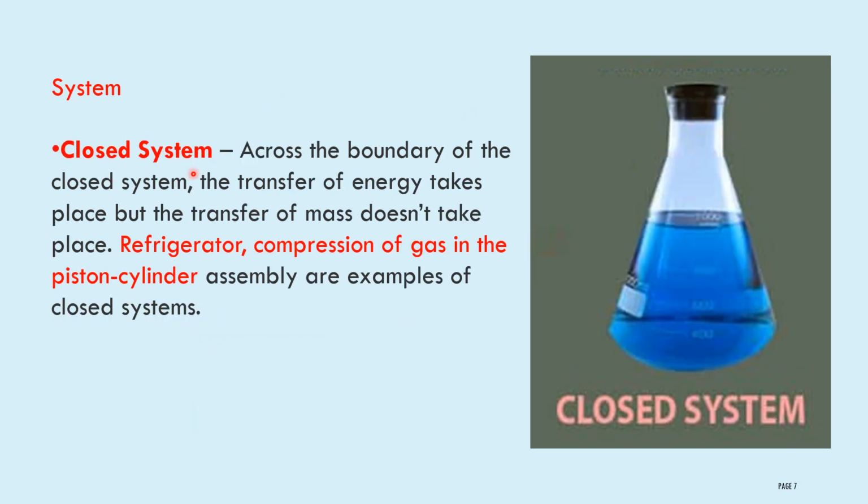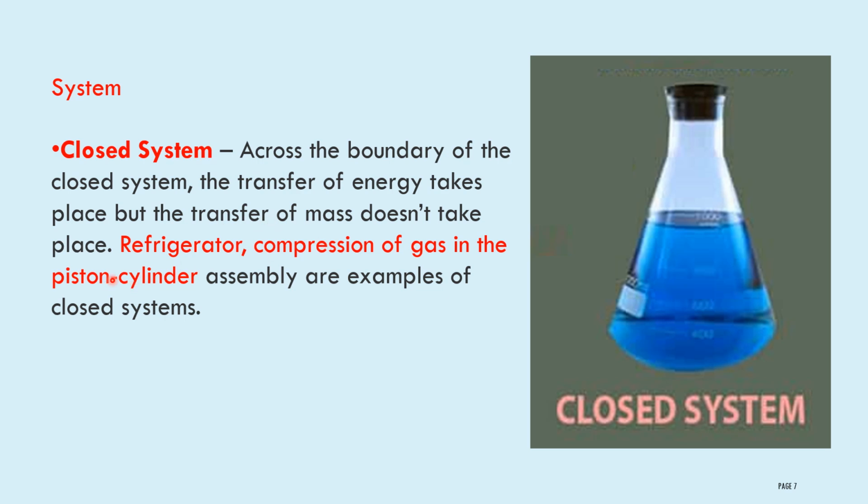Second one is the closed system. Across the boundary of a closed system, the transfer of energy takes place, but the transfer of mass does not take place. In the closed system, only the transfer of energy takes place. There is no transfer of mass. The best example of a closed system is a refrigerator. In the refrigerator, you can observe only the transfer of energy takes place. There is no transfer of mass.